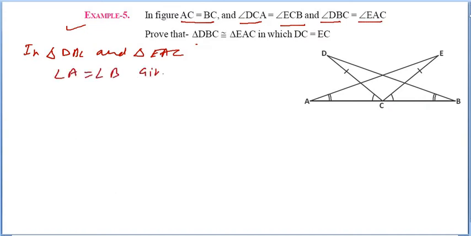This is given. So you can say the other. How can we say this? This angle is also given equal. Which one? Angle DCA is equal to angle ECB.